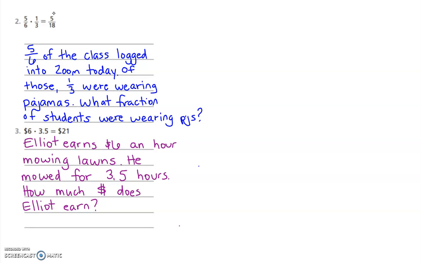So I thought about this as our class. So I said 5/6 of the class logged into Zoom today. And then I thought about what they could be wearing. So I said, of those, 1/3 were wearing pajamas. So what fraction of students were wearing PJs? So that really is your 5/6 of students, and it's 1/3 of them. So you're finding 1/3 of those 5/6. And the good news about multiplying fractions is it's literally just 5 times 1 and then 6 times 3. So that gives you your first answer.